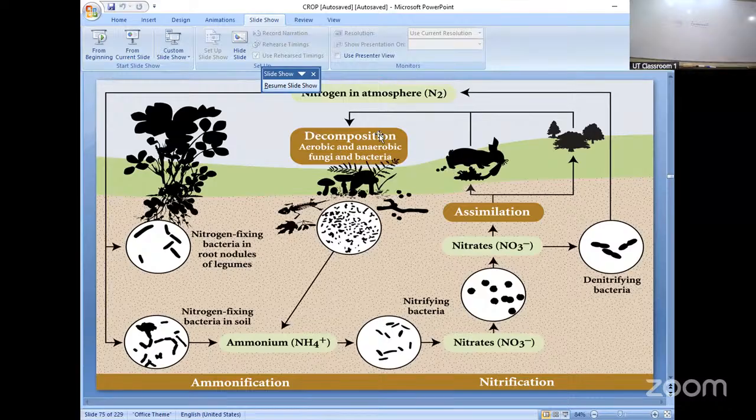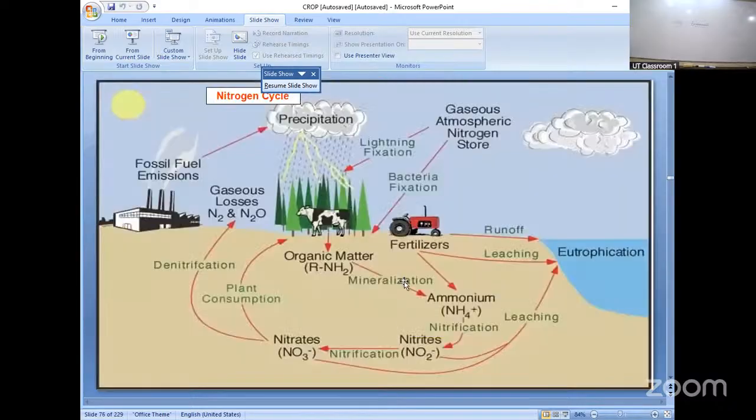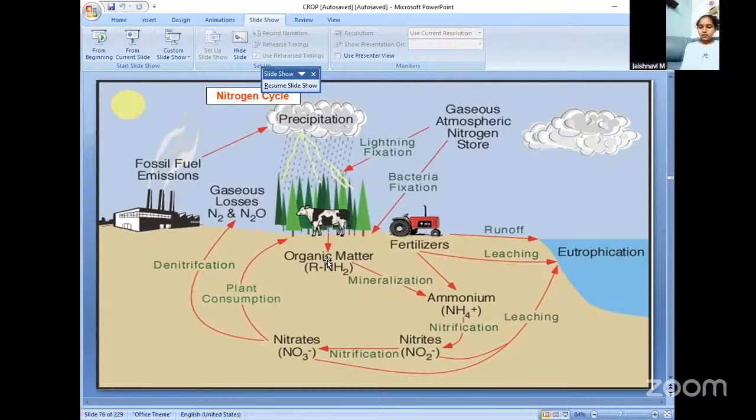So decomposition, assimilation, ammonification, and nitrification are there. You see here, apart from that, nitrogen enters the atmosphere through fossil fuel emissions also. Through precipitation, that is why it forms acid rains, and by lightning fixation also. The fixation we have talked about earlier.